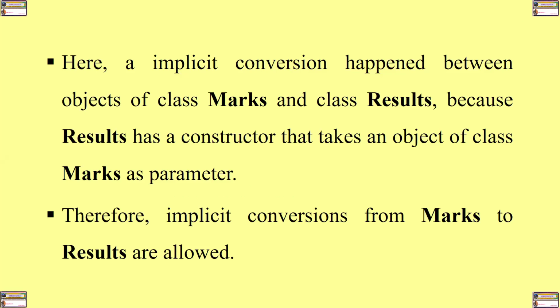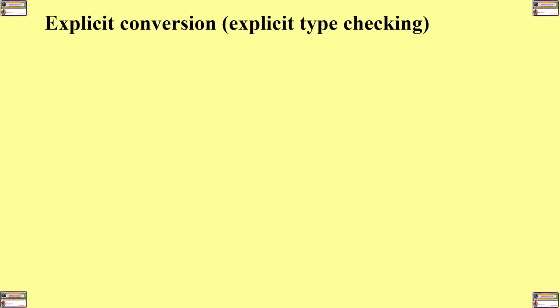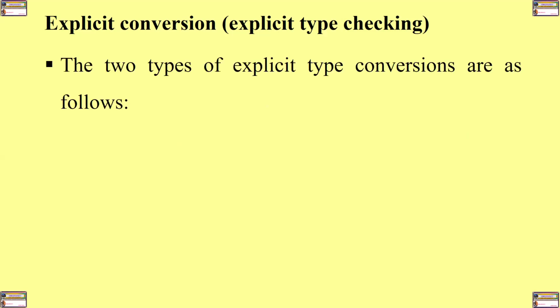Therefore, implicit conversions from max to results are allowed. Let's now look at what we call explicit conversion, that is explicit type checking. The two types of explicit type conversions are as follows. We have, for example, 2000 being assigned to a variable of type short.